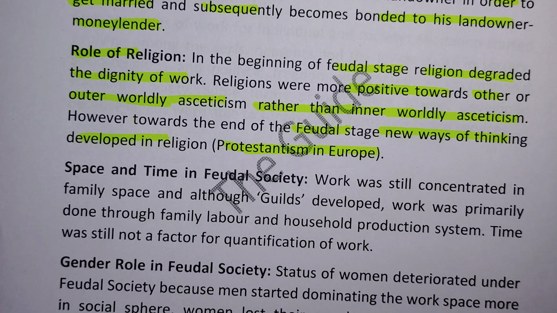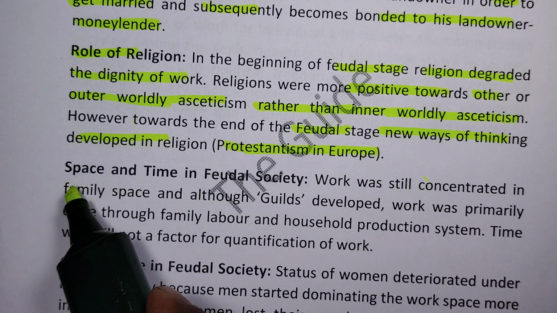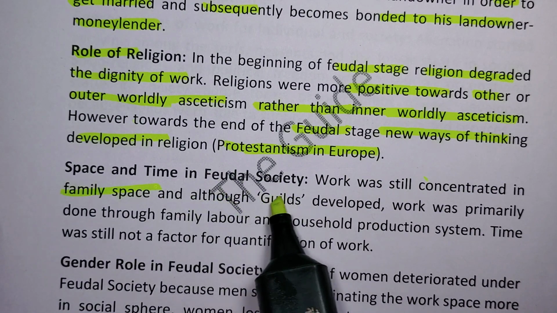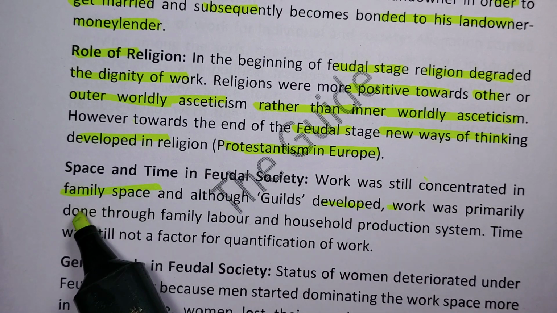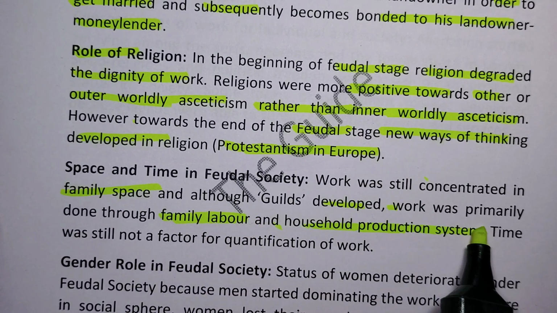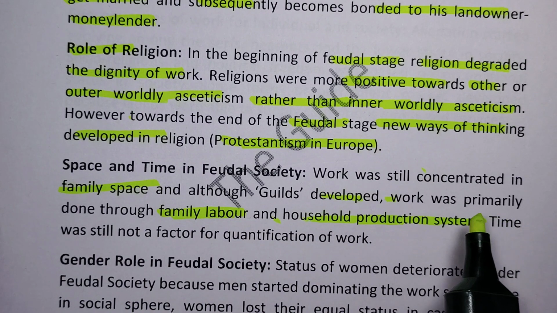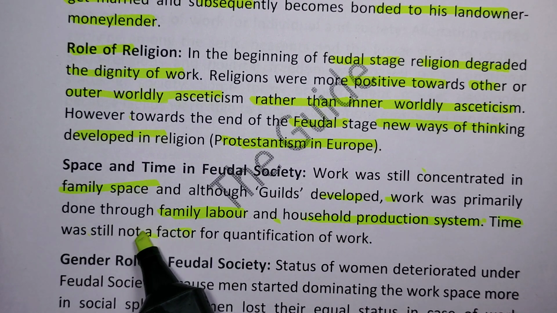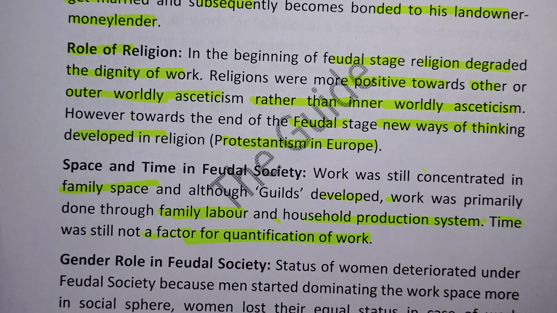Space and time in feudal society. Work was still concentrated in family space, and although guilds developed, work was primarily done through family labor and the household production system. Time was still not a factor for quantification of work.